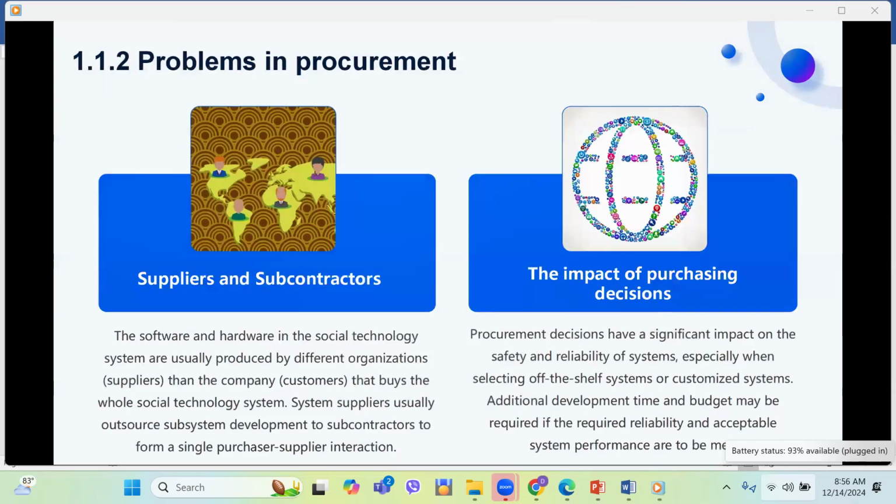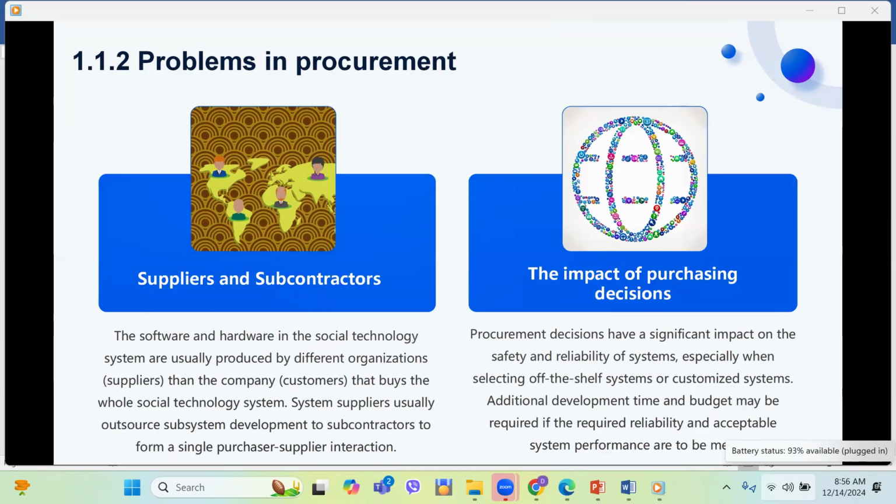Problems in procurement: suppliers and subcontractors. The software and hardware in the socio-technical system are usually produced by different organizations, the suppliers, than the company, the customer, that buys the whole socio-technical system.